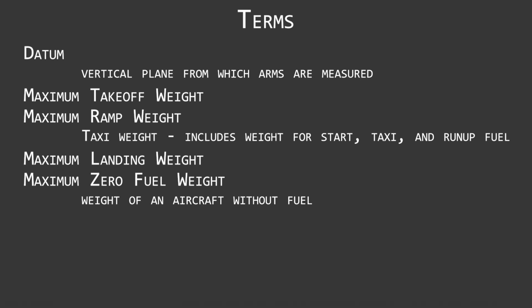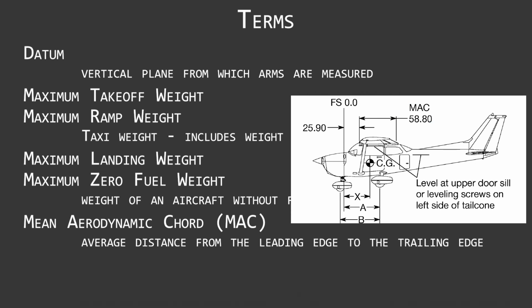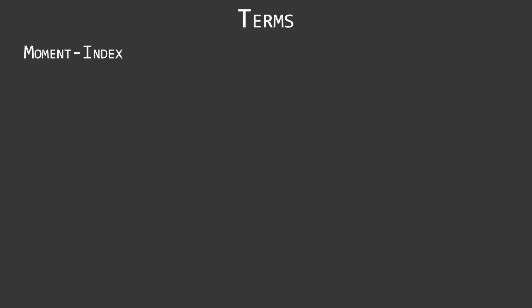Some airplanes you might see mean aerodynamic chord as well, or MAC. That's usually used in larger airplanes, and jets especially, but you might see it in a POH like this 172 POH. The mean aerodynamic chord is the average distance from the leading edge to the trailing edge of the wing, and the center of gravity can be expressed as a percentage of that mean aerodynamic chord. We talked about the moment index, and that's the moment divided by either 10, 100, or 1,000, and that just simplifies the math. Just remember to multiply back by that number to get your center of gravity.